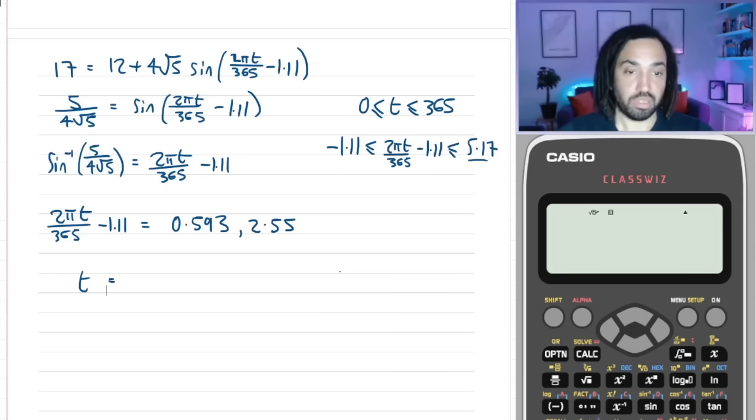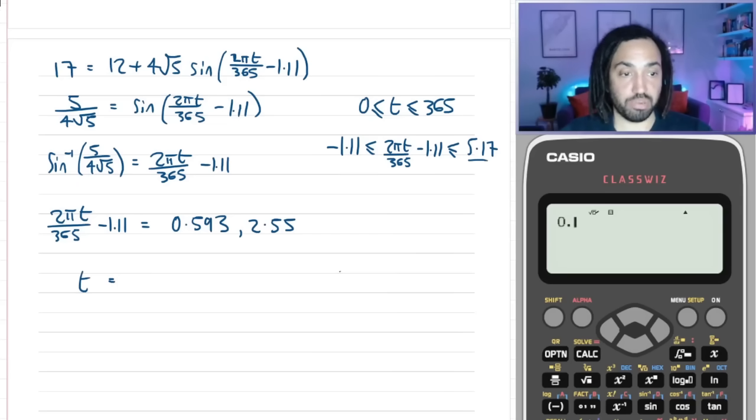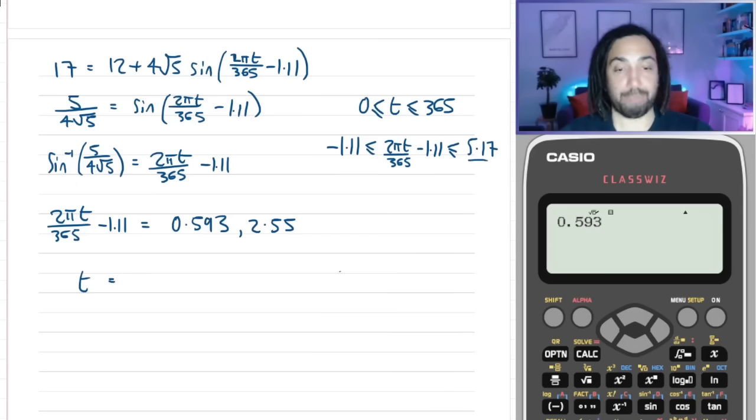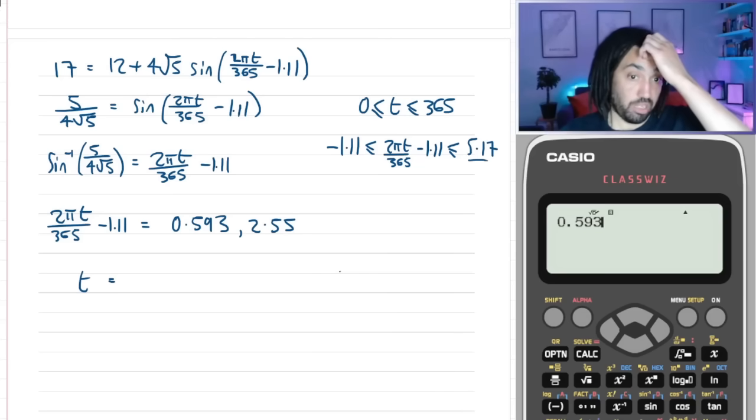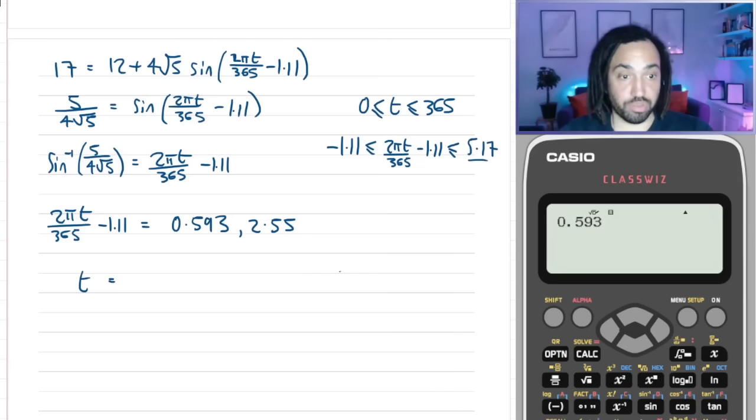Okay, so we're going to take that 0.593 and we are going to run it through the formula by adding 1.11 to both sides. Then we're going to times it by 365. And then we're going to divide it by 2 pi.